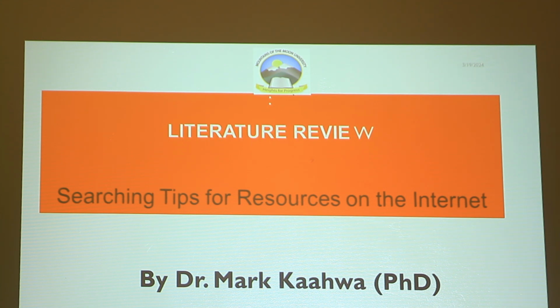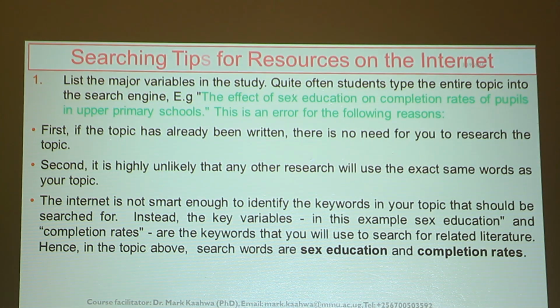So we're looking at the searching tips for the resources on the internet. Now, the first tip is that as a researcher, you're supposed to, first of all, list the major variables of your study. Quite often, students make this mistake: they type the entire topic into the search bar.